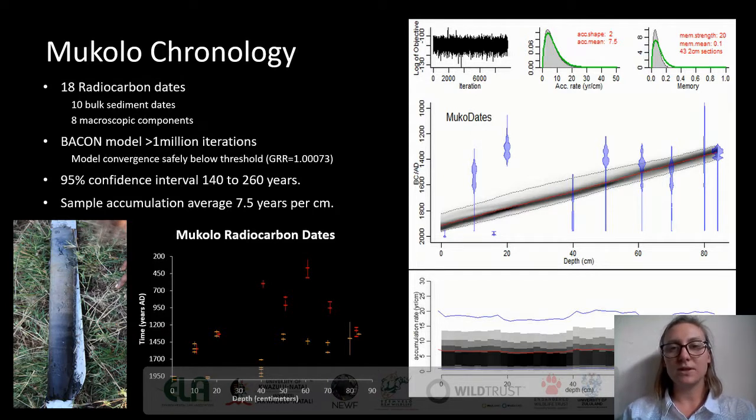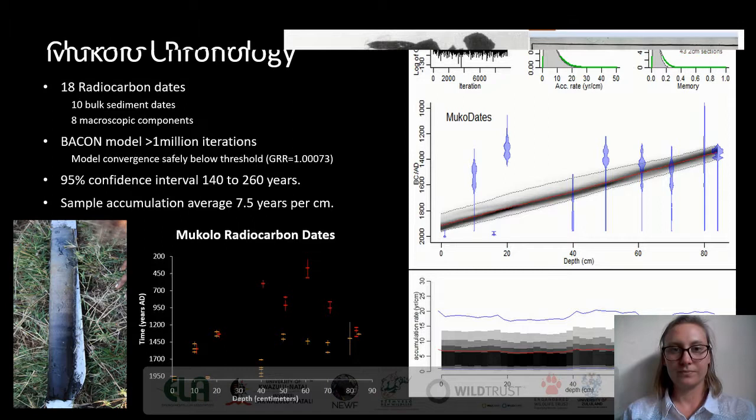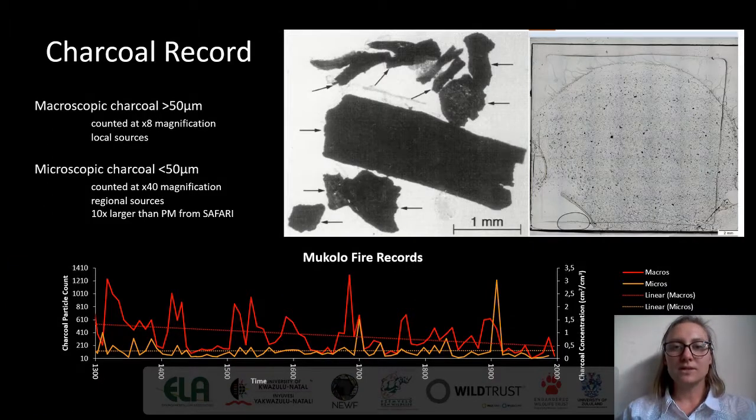This model estimates an almost linear sediment accumulation that averages at about 7.5 years per centimeter. During sediment analysis and preparation, the charcoal is separated into two size classes, macroscopic and microscopic charcoal. The macroscopic charcoal is larger pieces that are sieved out of the sediment and shown on the left. Due to the larger size of these particles, these components are assumed to represent local fire activity.